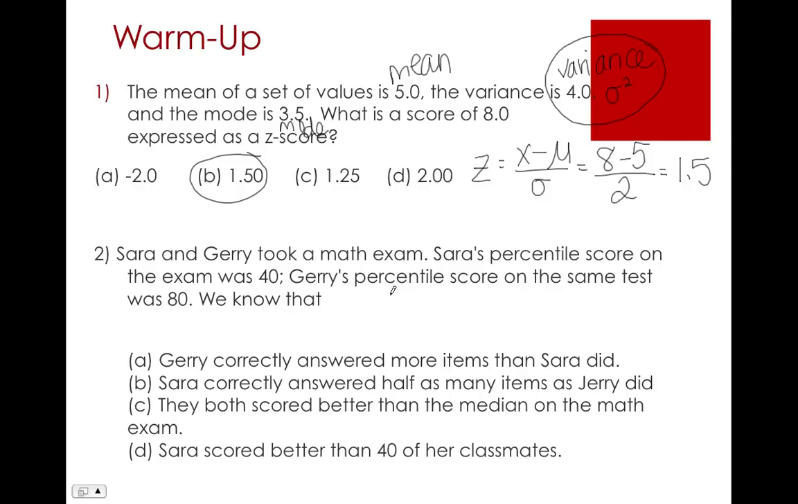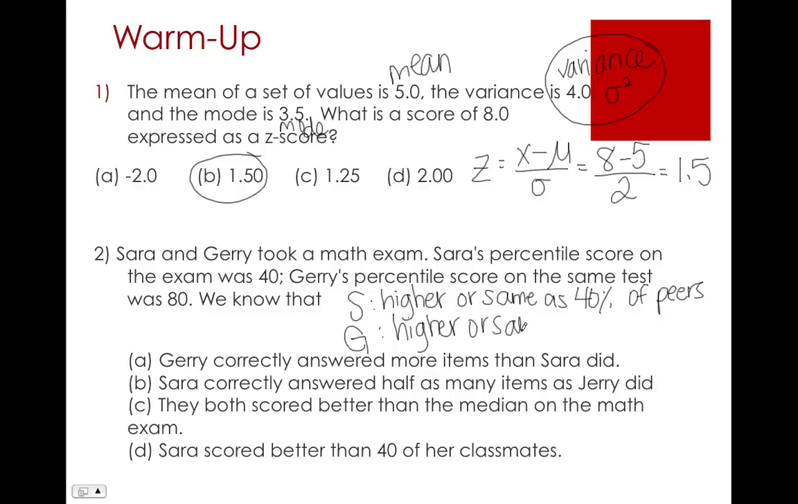So Sarah's percentile on the exam was a 40, which means Sarah got higher or the same as 40% of peers. Whereas Jerry's percentile was 80, okay? And so he did higher or the same as 80% of his peers. All right, so does that mean that Jerry correctly answered more items than Sarah? Yes, it does mean that.